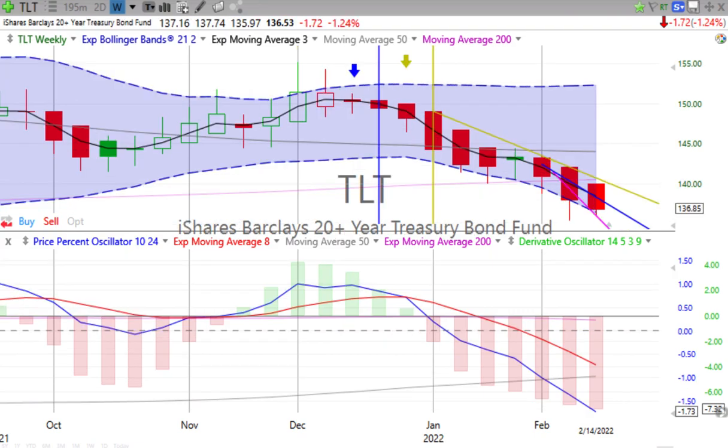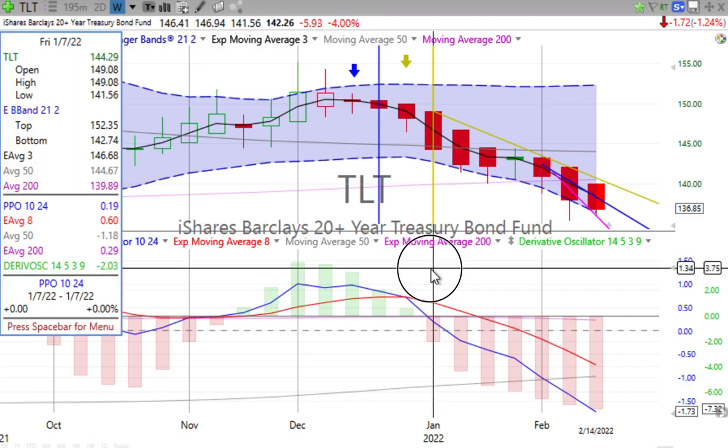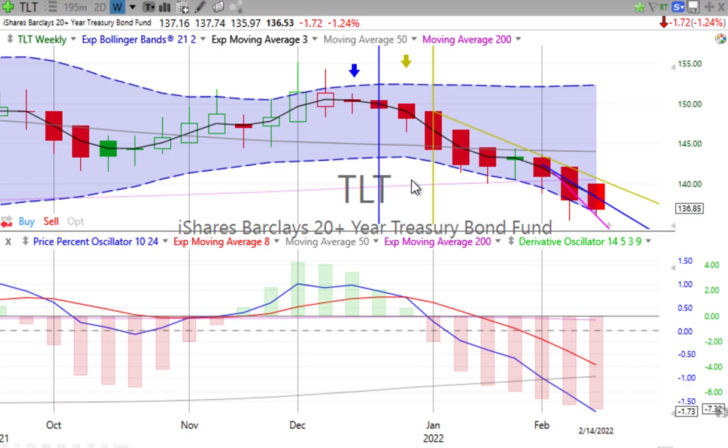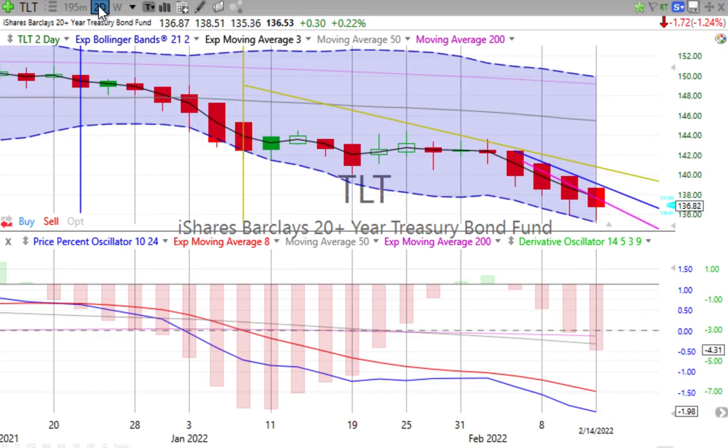Now, what about bonds? Well, we had that weekly vertical crossover going all the way back to the 7th, and we've seen bonds go down some, sideways some, down some, and we're not hitting a lower low so far this week, but that price percent oscillator stroking down, derivative oscillator still gaining downward momentum. 2-day chart, about the same, price percent oscillator heading down, derivative oscillator heading down.